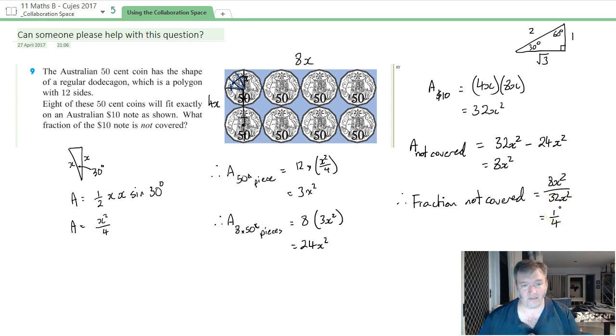All right, I hope that helps. That's a fun one. You can do that same thing by starting off with one side being x and the other being 2x, and then you just end up with fractions. It still works the same way. You still end up with a fraction covered is 3/4, uncovered is 1/4.